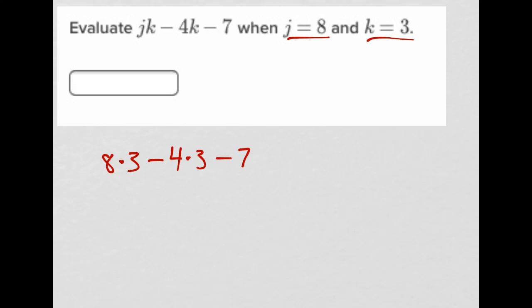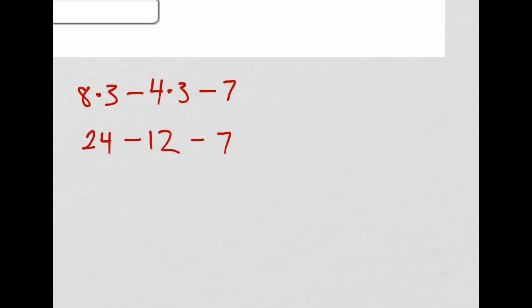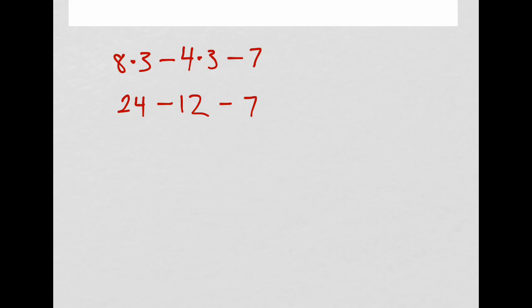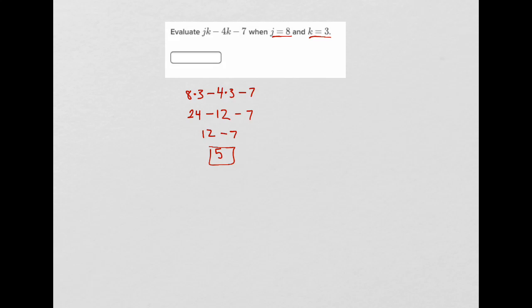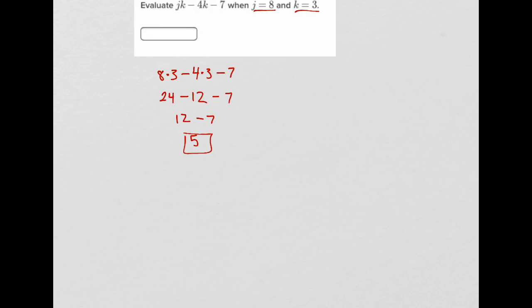So we'll have 8 times 3 is 24. I can't subtract the 4 yet. I have to do the multiplication first. Negative 4 times positive 3 is negative 12 or minus 12. It's both of those at the same time. Then you have 24 minus 12 is 12. Now I'm just doing left to right. 12 and then minus 7, 12, 11, 10, 9, 8, 7, 6, 5. And so here is 5. Give me 5. Done. All right, moving on.